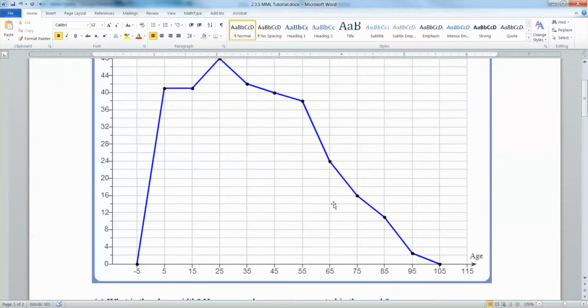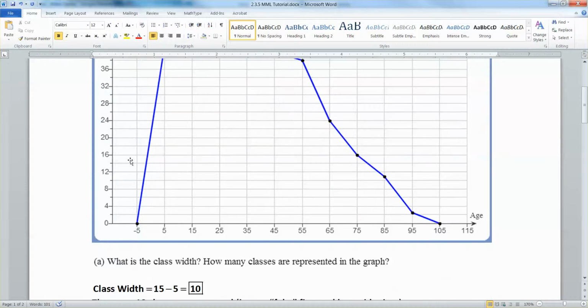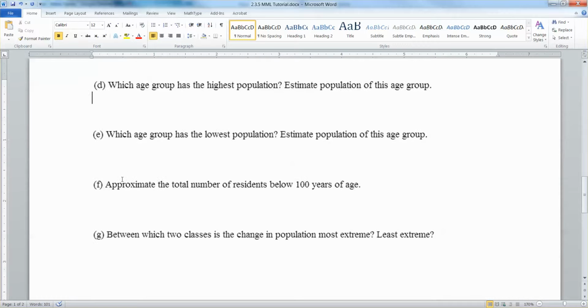Well, you're going to look at the dots, ignore the -5 and the 105. Highest population would mean it's the highest point. Lowest population would mean the lowest point. And remember that this over here is the population in millions. So you can read the graphs pretty simply for those two questions. So D and E should be very simple.